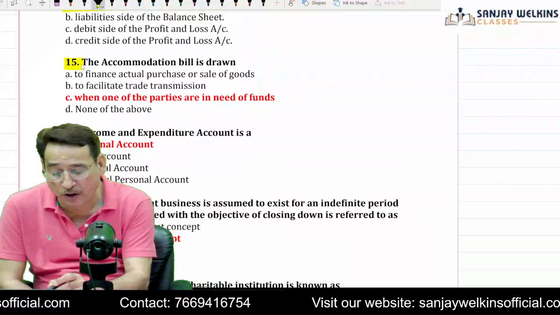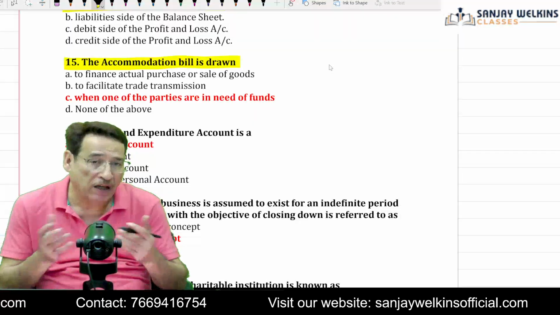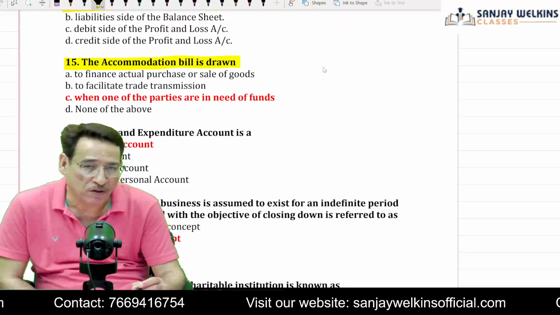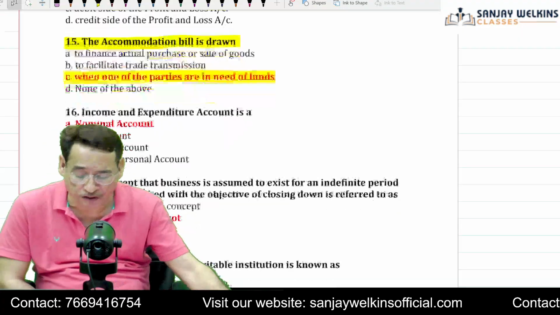An accommodation bill is drawn under the bill of exchange. You have already gone through that: sometimes a particular party is in need of funds, so they can draw what we call an accommodation bill. So when one of the parties is in need of funds.